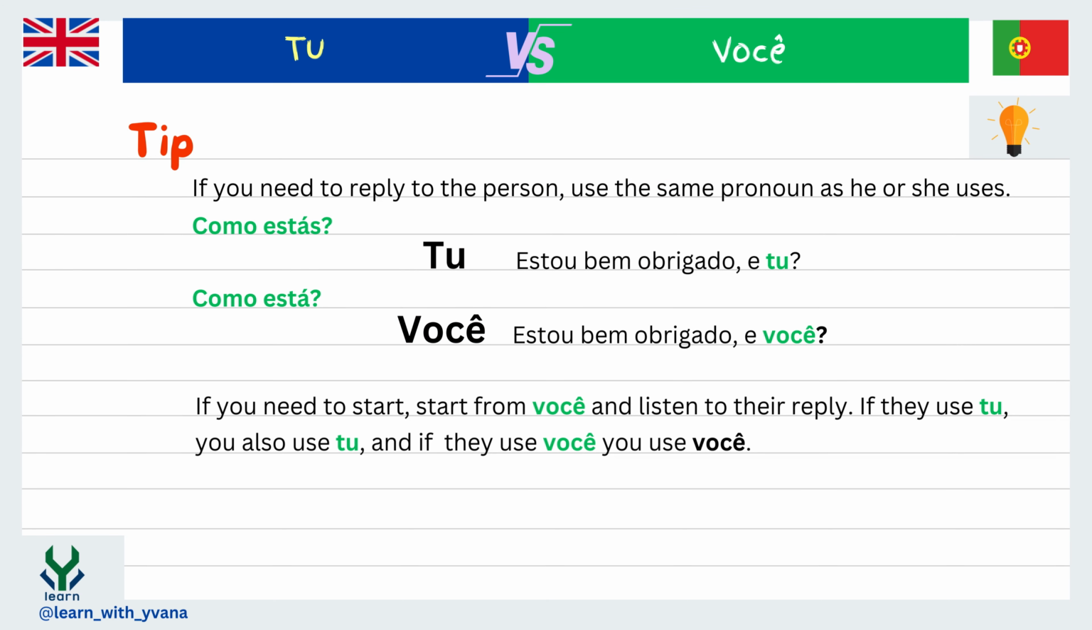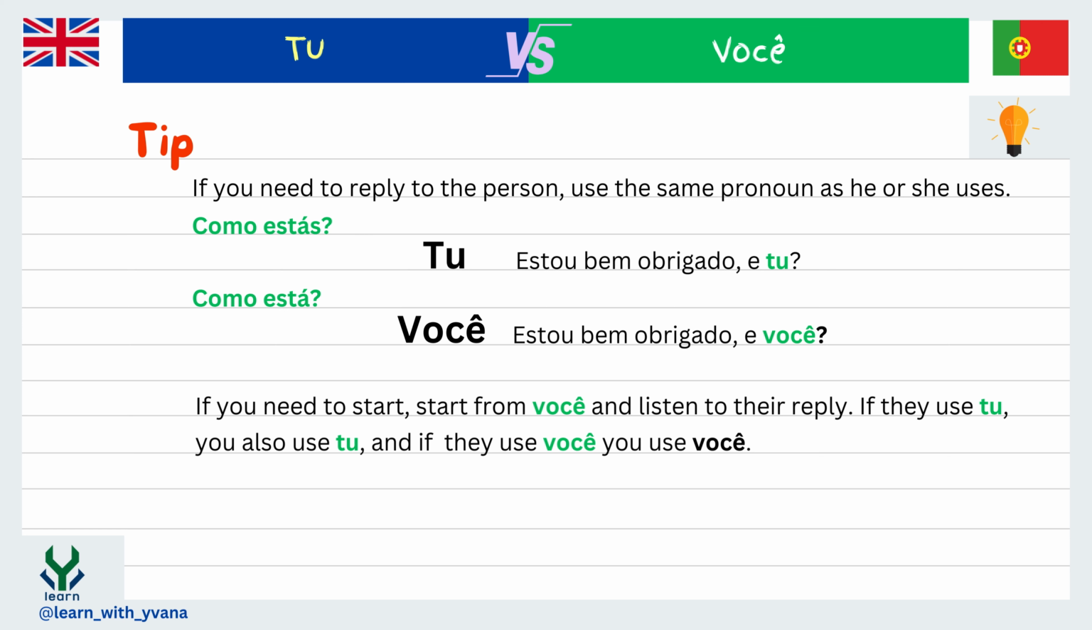Now I have a tip for you. If you need to reply to the person, use the same pronoun as he or she uses. For example, if he or she asks, ¿Cómo estás? Now you know that he or she is using tu for you. And so you reply in the same way. Estou bem, obrigado. E tu? That means I am fine, thank you. And you?